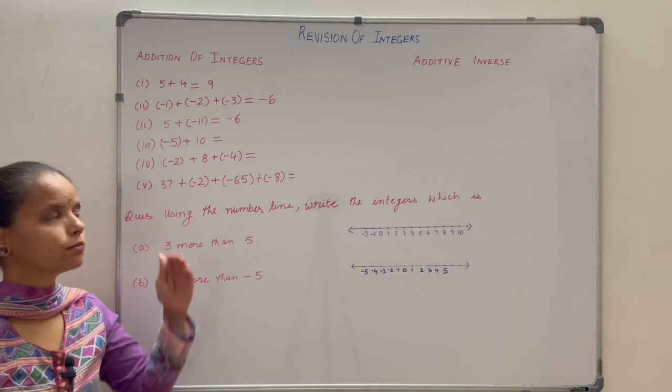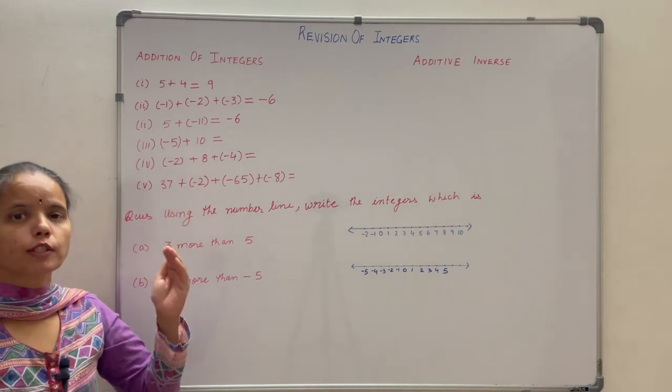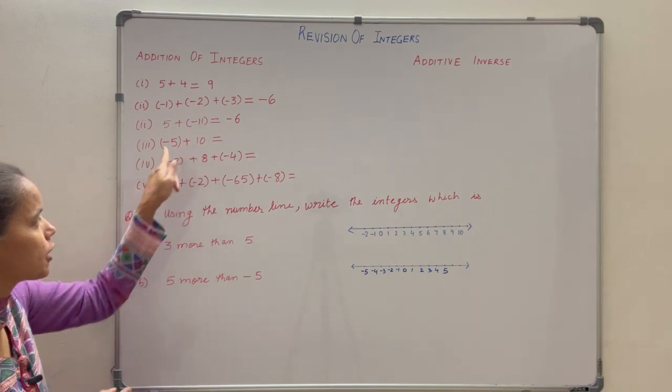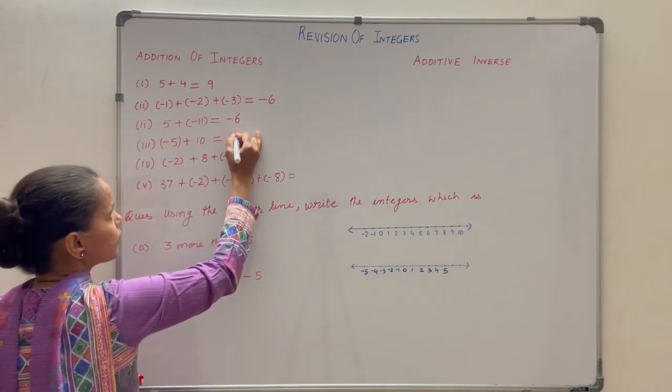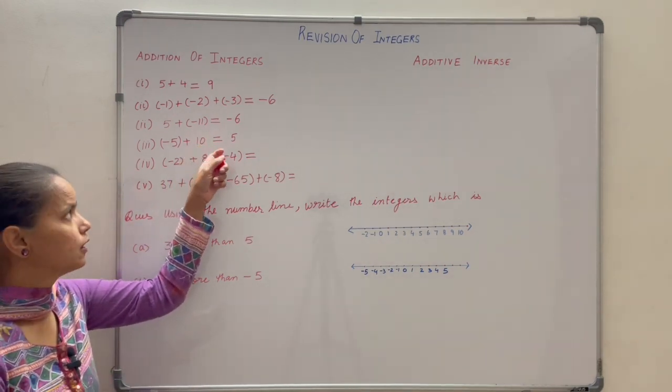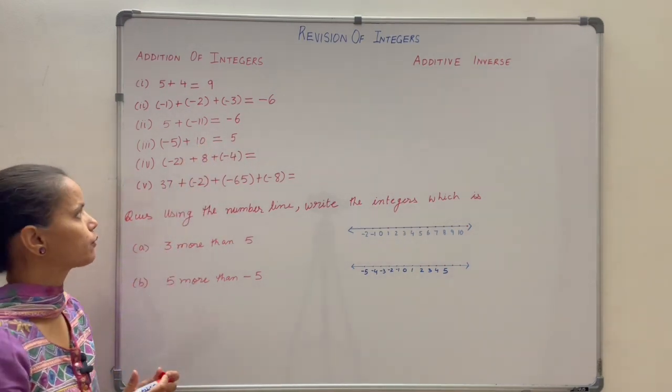Minus 5 plus 10. So here also minus and plus are there. So you need to find the difference. Subtract the smaller number. Smaller is 5. So 10 minus 5 is 5. And the sign of the greater number: the greater number is 10. So the sign will be positive.